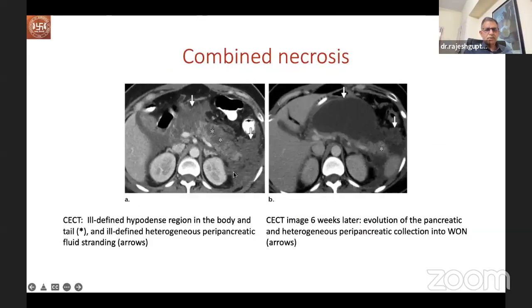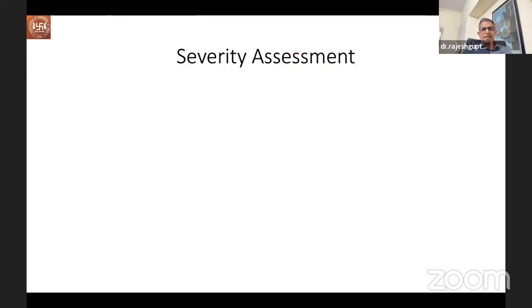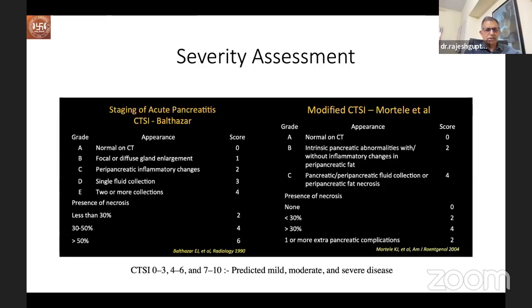So then this is the most common variety, where the stars show necrosis of the pancreas while the arrows show peripancreatic tissue, and necrosis or stranding, which is walled off after 4 weeks. Another role of CT scan is in prognosticating the disease and telling us about the course of the severity.